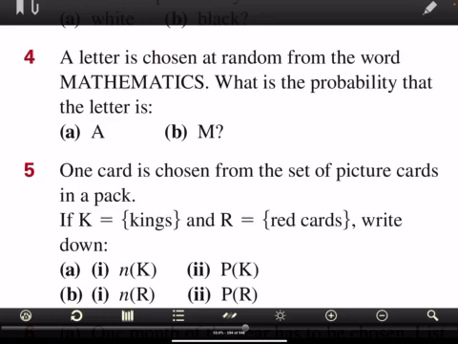Oh, you don't play poker? You don't play poker. You don't gamble yet? Yeah.